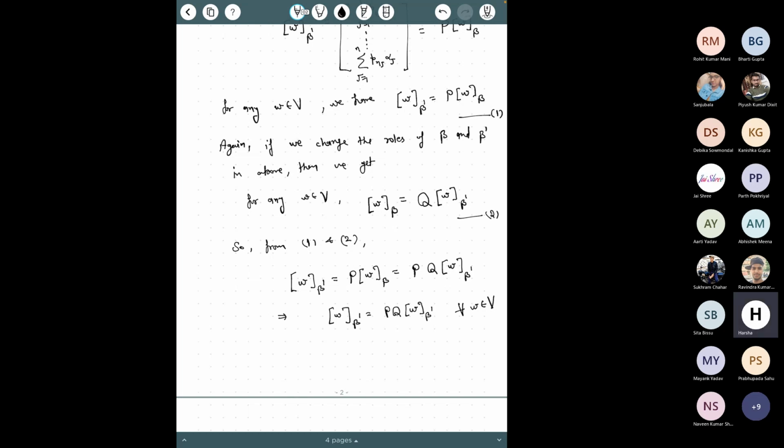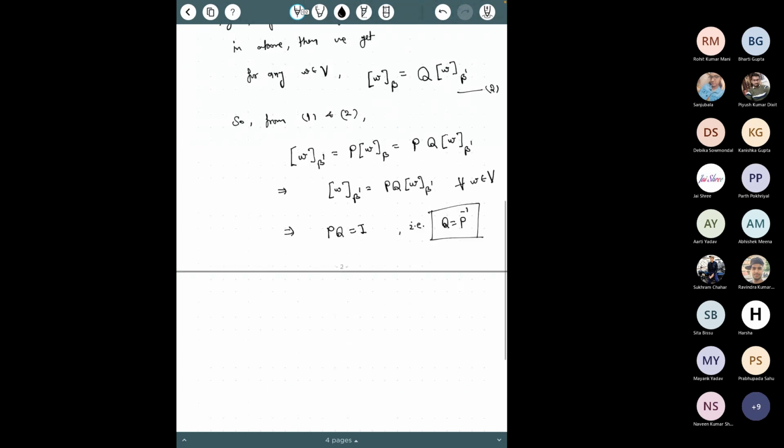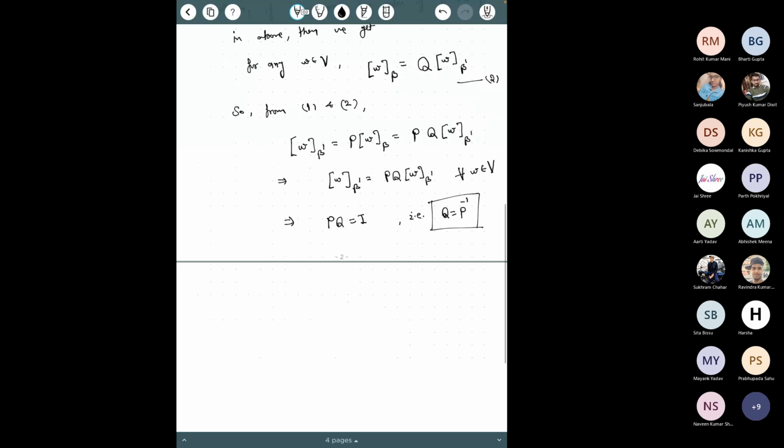PQ equals identity. Because this is true for all vectors w, you can say from here that PQ is equal to identity, that is, Q is the inverse of P. So this is the first observation we made. Now let us make another observation.